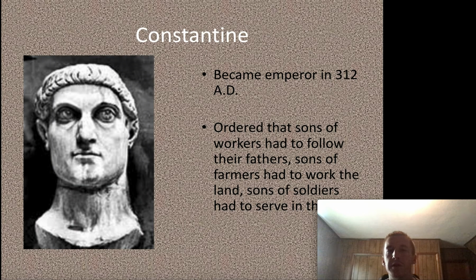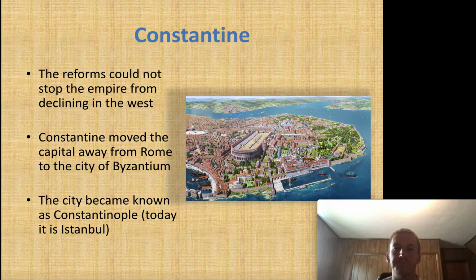Constantine became the emperor in 312. We talked about him quite a bit in our section on Christianity. He ordered that the sons of workers had to follow in their father's footsteps. Therefore, the son of a farmer had to be a farmer. The son of a soldier had to be a soldier. So imagine if you had no choice or no say in your future profession. Whatever your father does is what you would have to do. More than likely, it's probably not going to be something that you're interested in, but they did not have a choice at this point in the Roman Empire.